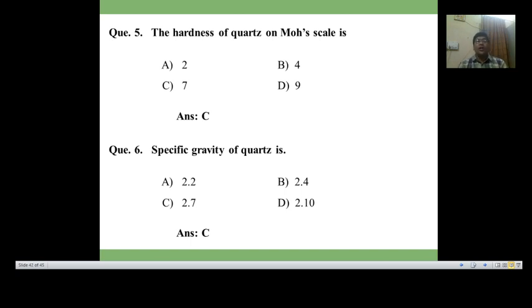Question number 5, the hardness of quartz on the Mohs scale is answer A 2, B 4, C 7, D 9. Answer C, it ranges between 6 to 7, and the hardness of quartz is 7 only. Answer C is the correct answer. Question number 6, the specific gravity of quartz is 2.2, 2.4, 2.7, 2.10. Answer C, 2.7 is the specific gravity of quartz.